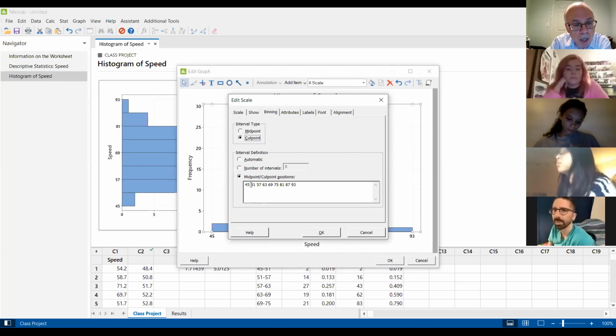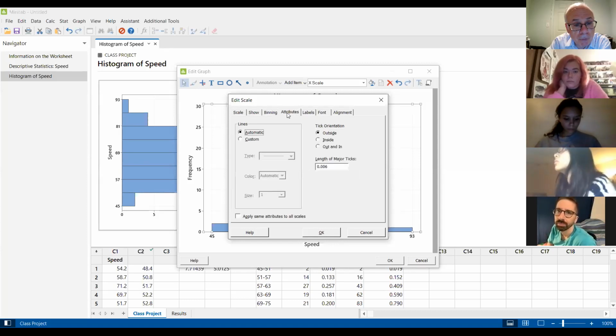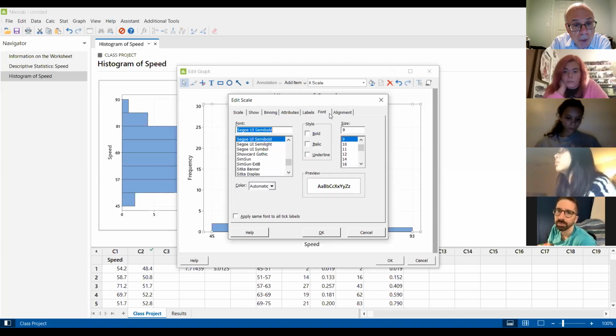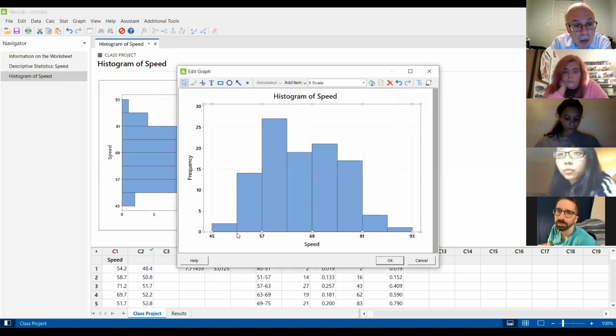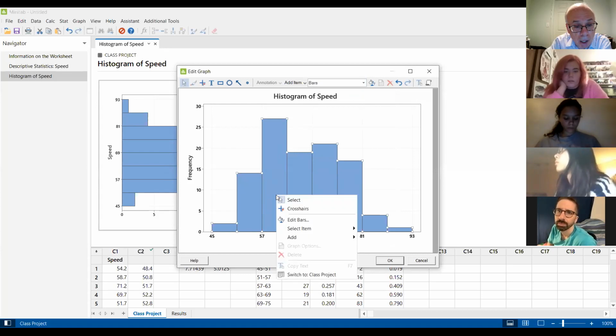So if you wanted every, wait a minute, this is fine. All right. Not giving me all the numbers, right? I want these numbers to show up here. How do I do that? So if I choose X scale, if I choose edit, and let's see. Edit bars, maybe that would work.